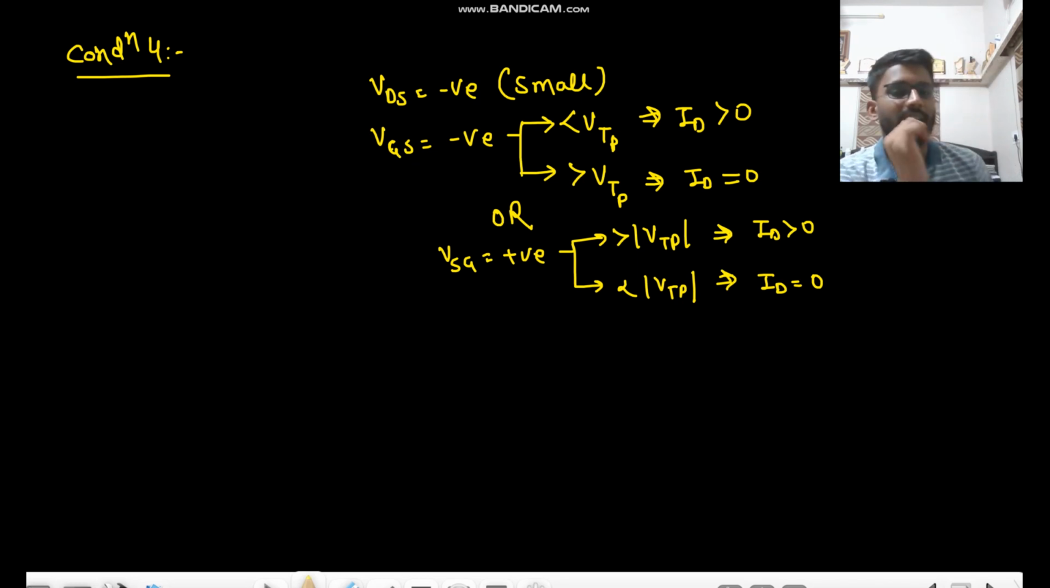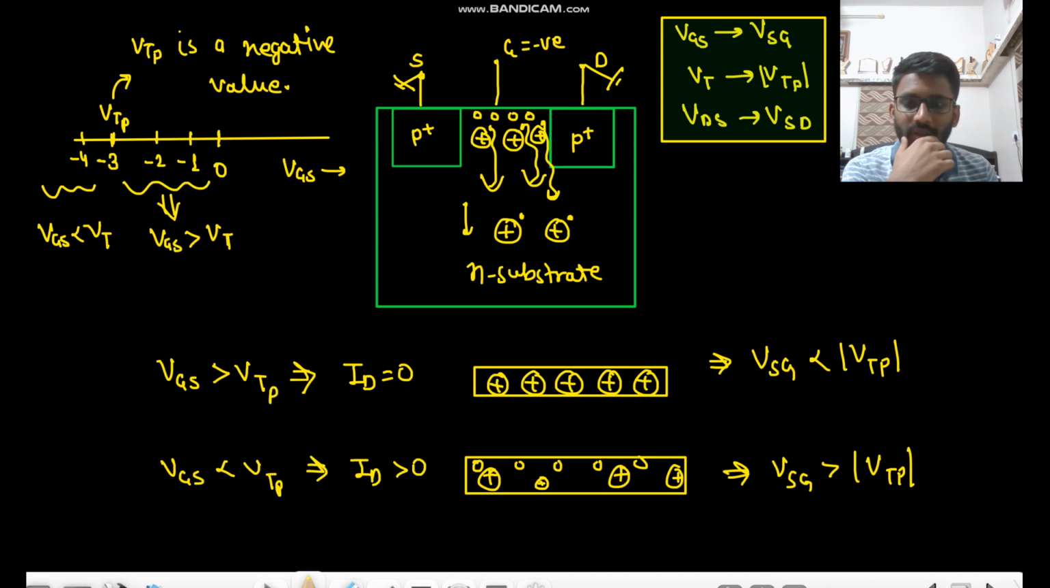You have to apply VSG greater than VTP, then only the current will be finite. Here I have shown the current to be finite. I shouldn't have written this, because the current is not flowing here. This is the condition only, right?